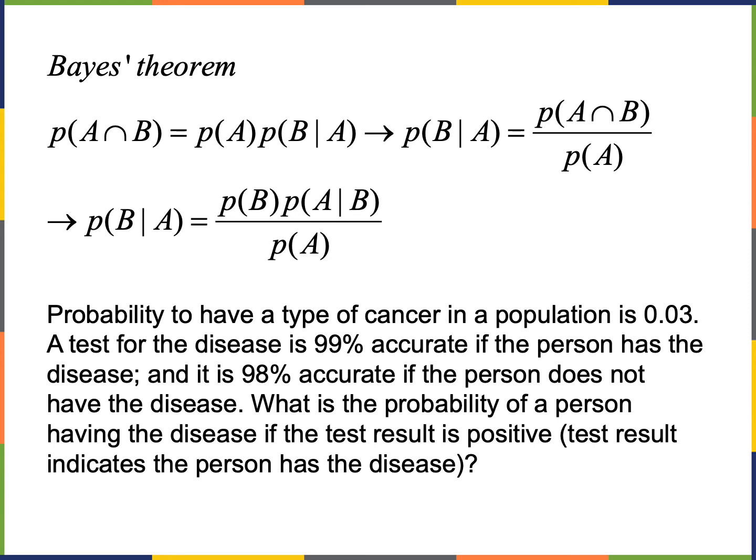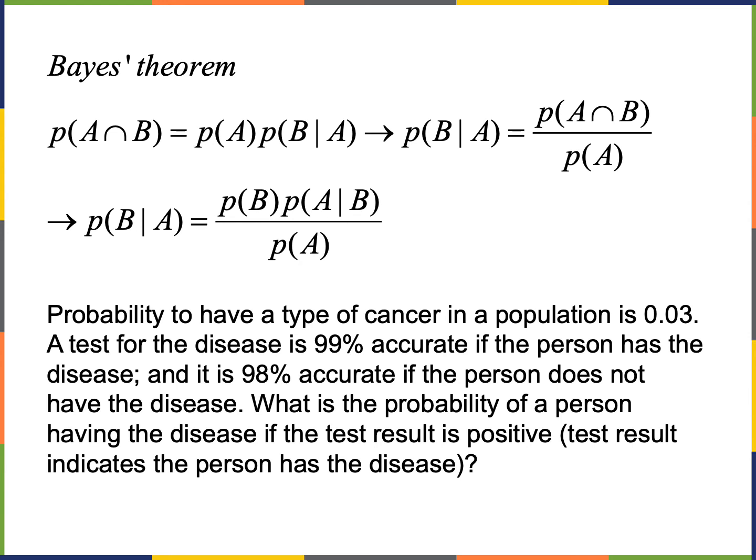Let's say the probability of having a type of cancer in a population is 3%. A test for the disease is 99% accurate if the person has the disease, and it's 98% accurate if the person does not have the disease. What's the probability of a person having the disease if the test result is positive, meaning the test indicates the person has the disease?